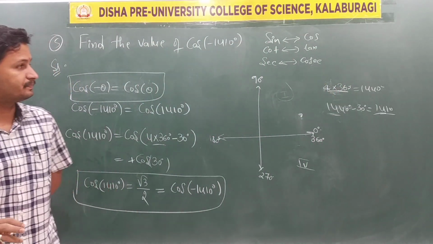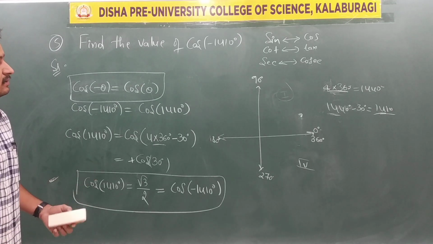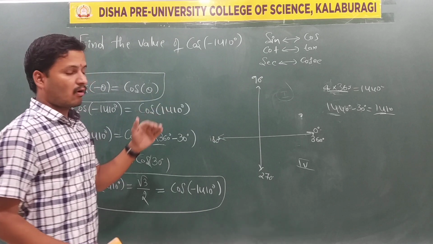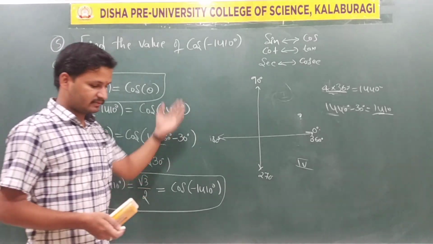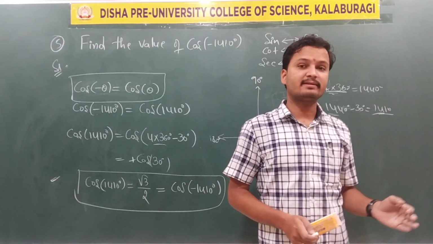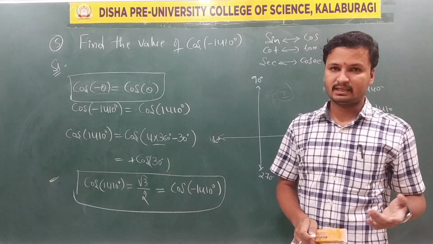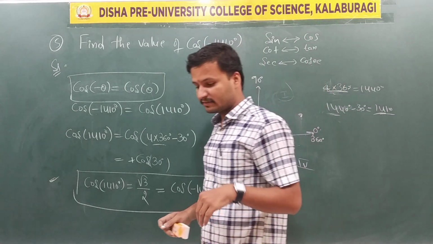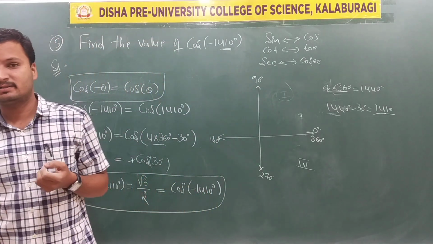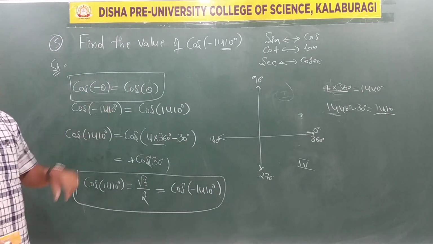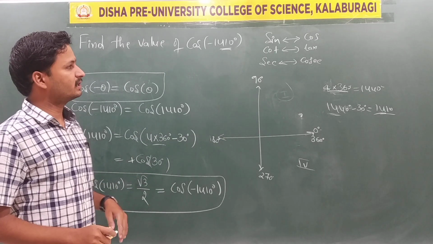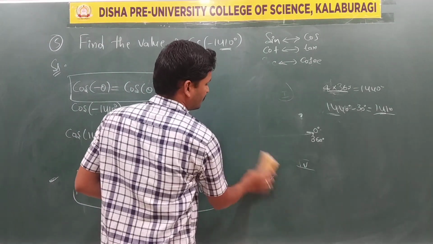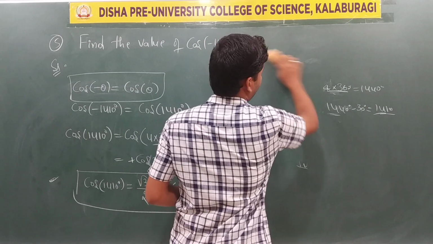Okay. The next question. Up to here, all the angles we discussed are in degrees. If the angle is given in radians, then how to evaluate? We will see those problems. Before going to that, let us take some more problems based on these degrees.